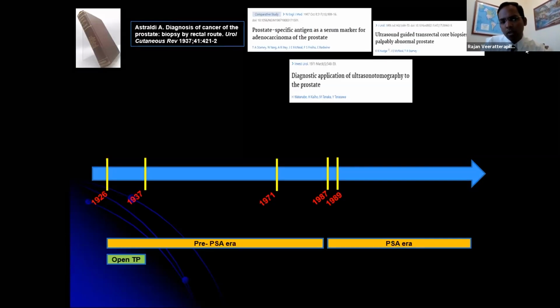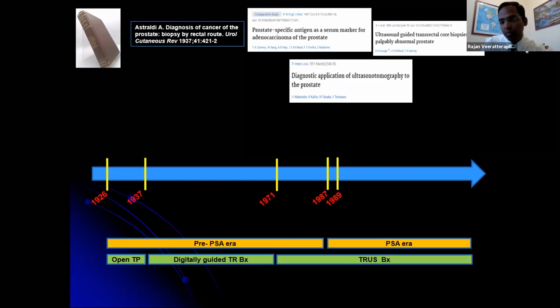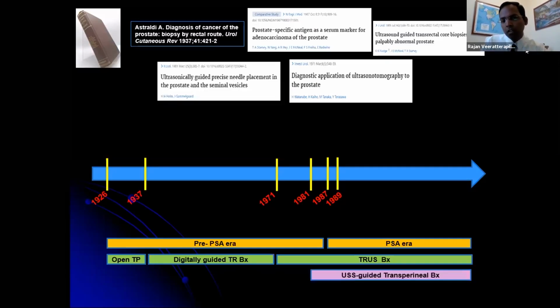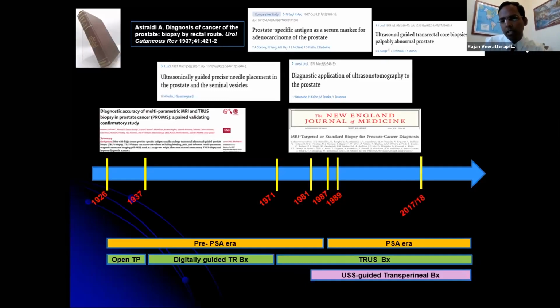So over time, you can divide the path of biopsy into an open era through a transperineal route, a digitally guided transrectal biopsy, and then TRUS biopsy, which has been around for about 30 to 40 years now. Ultrasound-guided transperineal biopsy has only been done since about 1981, and techniques have refined over time. And more recently, as we've already heard about, in 2017 and 2018 came the seminal papers which firmly established MRI in the prostate cancer diagnostic pathway.